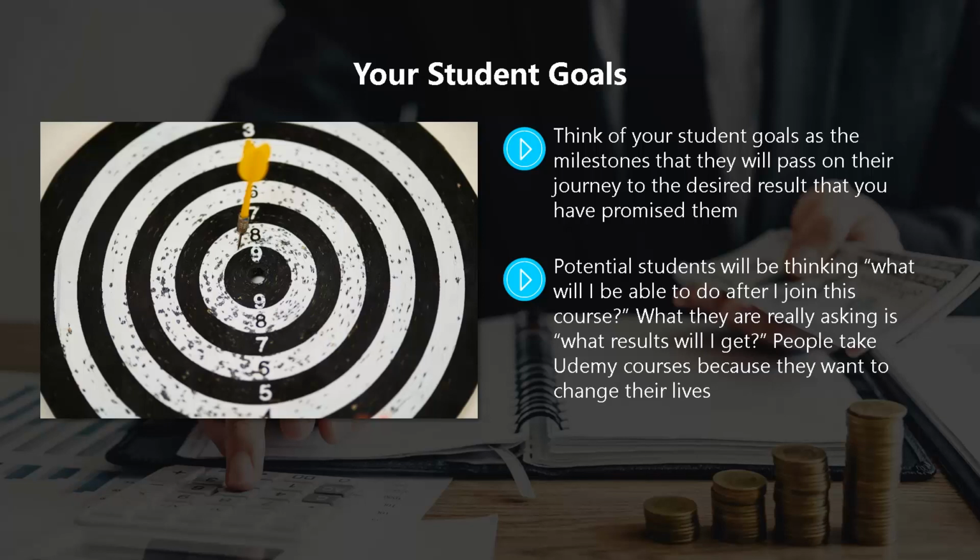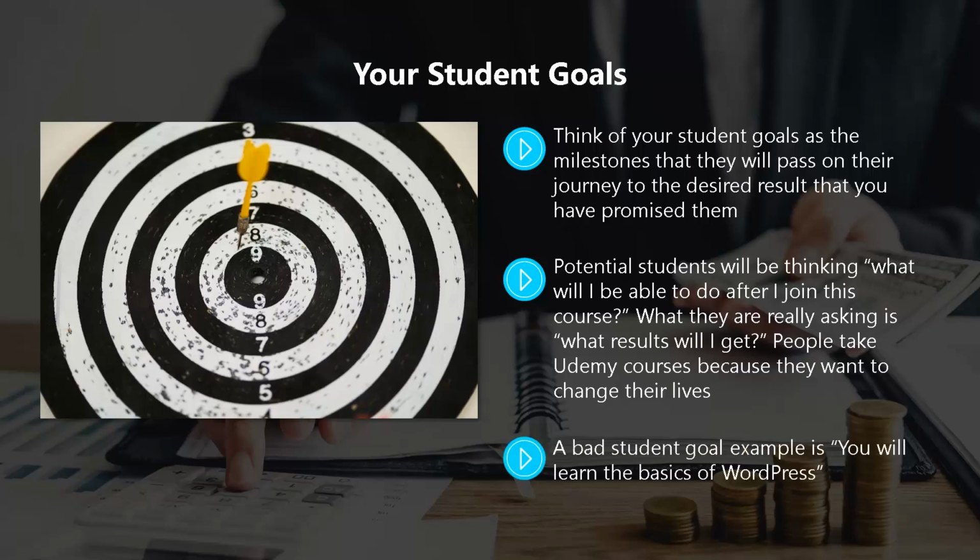So you need to describe each one of your student goals in action terms. A bad student goal example is, you will learn the basics of WordPress. A good example is, you will create a WordPress blog in a few hours. The second example is all about the result. You are telling your prospects what they will be able to do after purchasing your course. So, you need to create all of your student goals around practical applications and results.